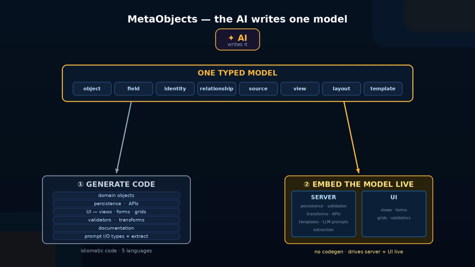MetaObjects flips that. The AI writes one model. From it, you either generate idiomatic code or embed the model live to drive your server and UI directly. One model, the whole app.